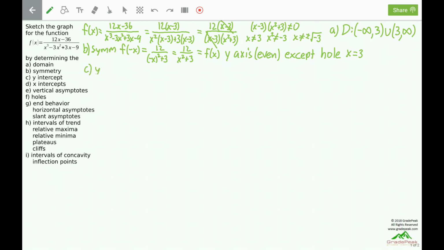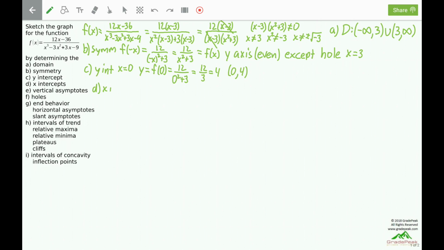For part C, we want to determine the y-intercept. This is the point where the graph crosses the y-axis, defined by x equals 0. We can find the corresponding y-coordinate by plugging the x-coordinate 0 back into the original function, y equals f of 0. We can use the canceled version, which will be 12 over 0 squared plus 3. 0 squared is 0, plus 3 is 3. 12 divided by 3 is a 4. We had an x-coordinate of 0, we found a corresponding y-coordinate of 4.